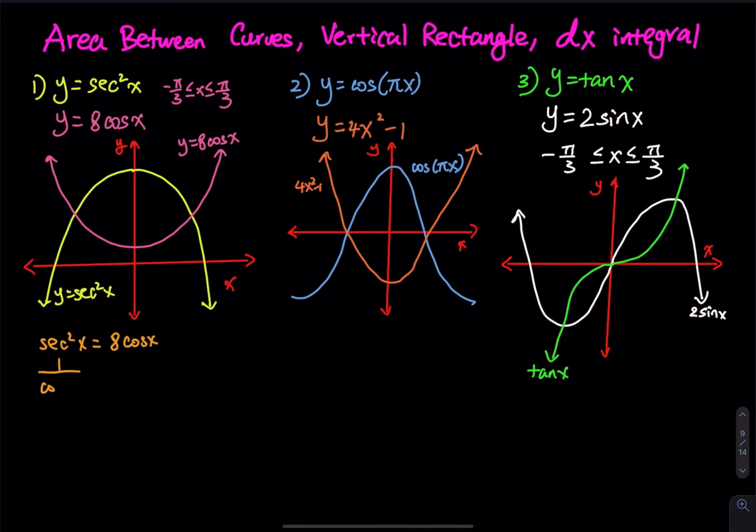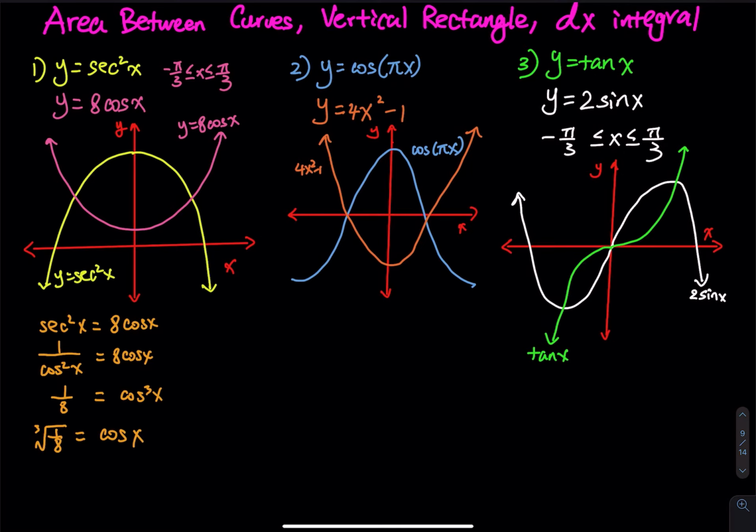Secant is 1 over cosine. That equals 8 cosine. And then we multiply both sides by cosine. So on this side, we have cosine to the third power, right? And in the meantime, we divide both sides by 8. First, multiply both sides by cosine, and then divide both sides by 8, and then we have that. And then we take the cube root of each side. So we have the cube root of 1 over 8 equals cosine x, so that is one half. So cosine x equals 1/2.